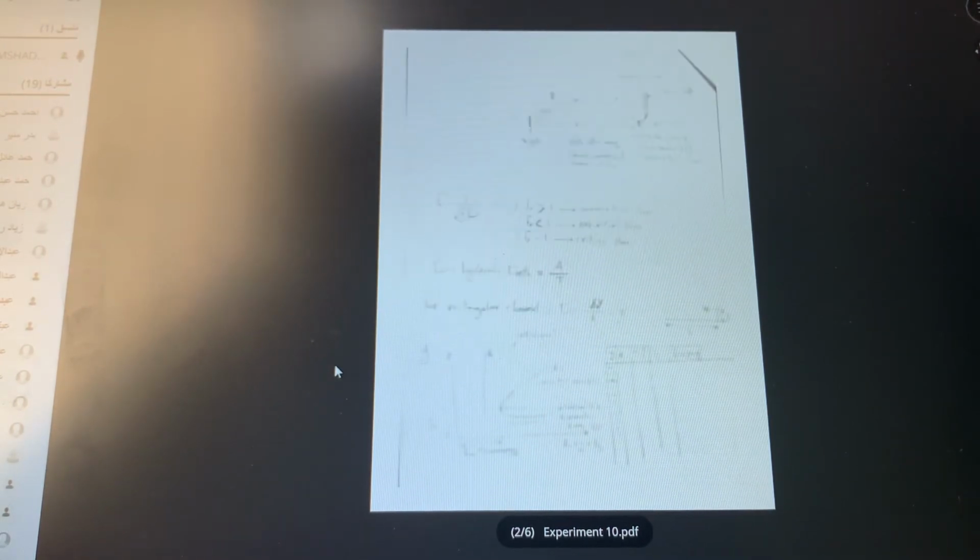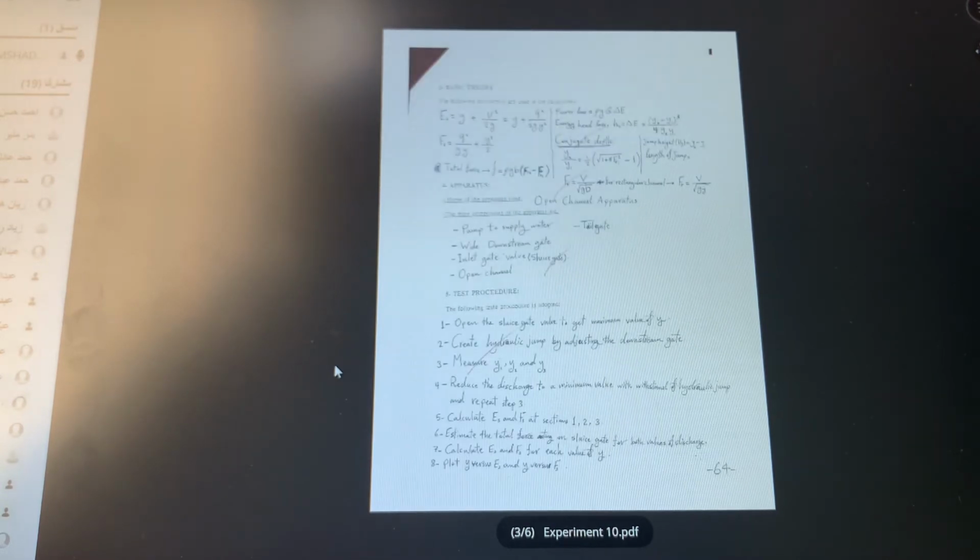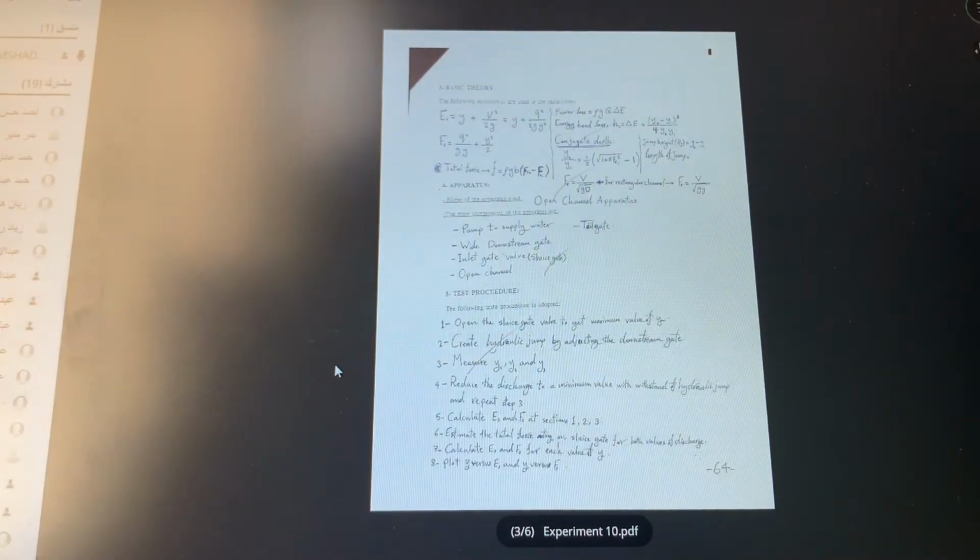Go to the next page. This is what I explained to you. This is not required in the report, just to explain how it is working. So I can send you all this. This is the page required, the basic theory. Now see the basic theory. The equation is here. This is the equation of the head loss.